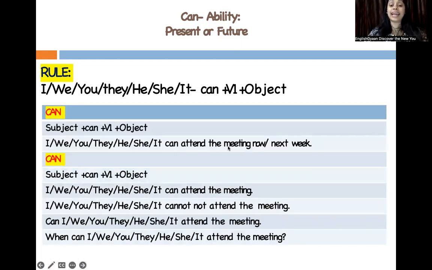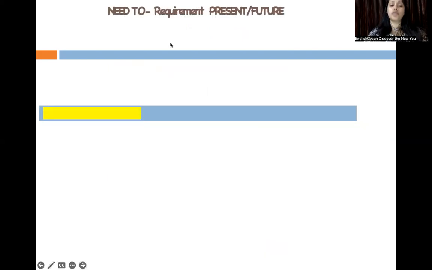I can attend the meeting now, or I can attend the meeting next week. Now shows present, next week shows future. I can attend the meeting. Negative, I cannot attend the meeting. Question, can I attend the meeting? And a WH question, why can I attend the meeting? When can I attend the meeting? How can I attend the meeting? So this is nothing but can, that means ability, that is used for the present or for the future tense.